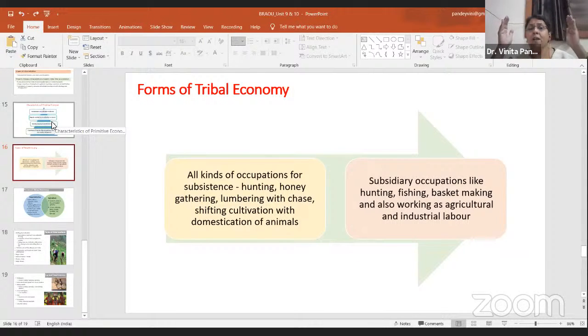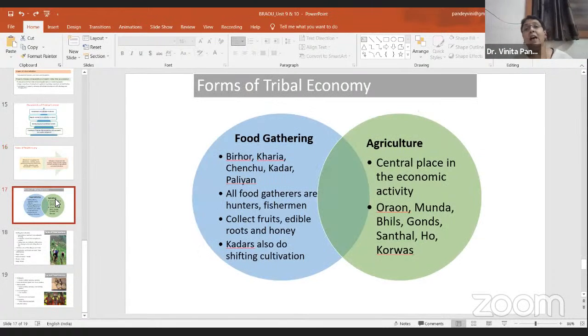The major chunk of primitive society, primitive community is involved in agriculture because this is also the result of growing expansion of modern cities. Modern cities are expanding. They need more and more areas, more and more places. So agriculture is the most predominant occupation of primitive India in today's time. This was not the original feature, but in today's time.